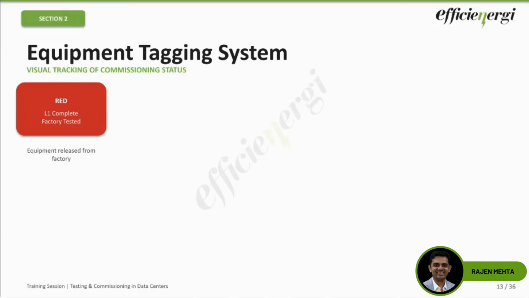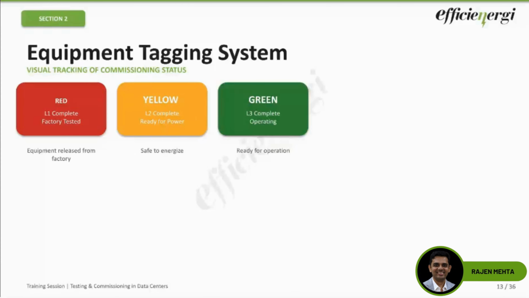Or delivery verification has happened on the site. So the equipment is factory tested and acceptable. Next, the yellow tag: installation complete, all pre-energization checks have been completed. That's the idea for the yellow tag. Next is your green tag, where the equipment has been started and is operating correctly.